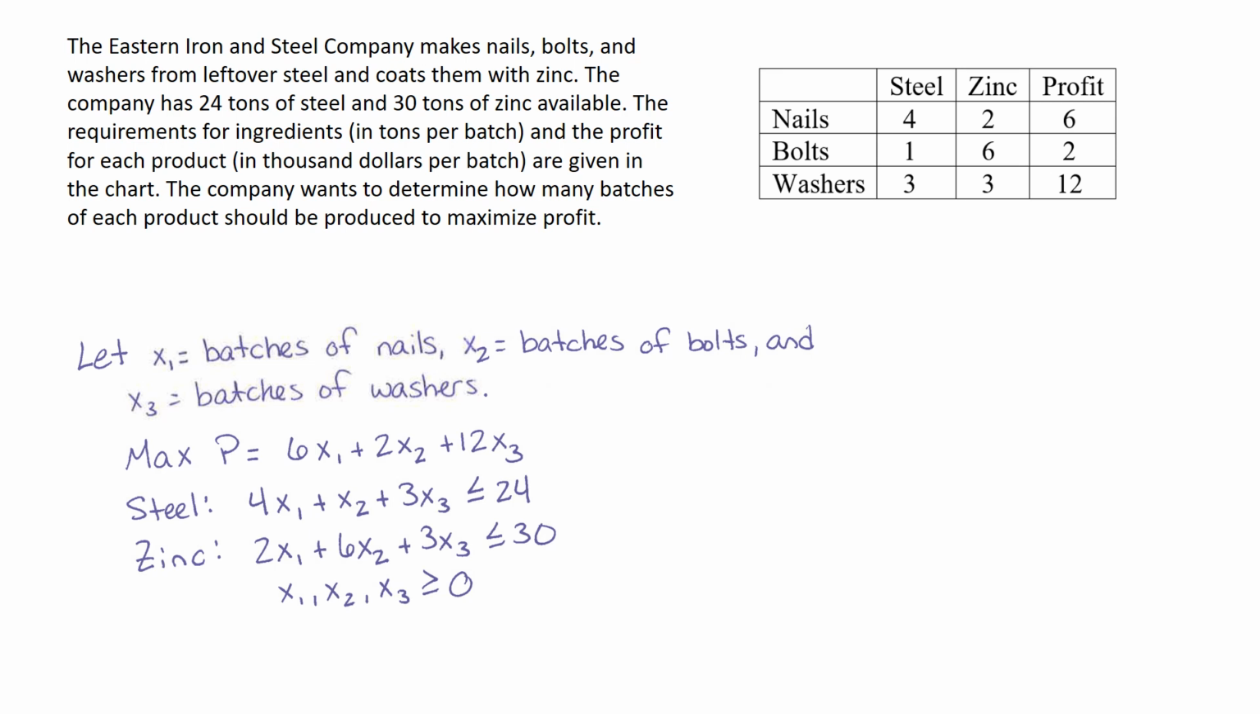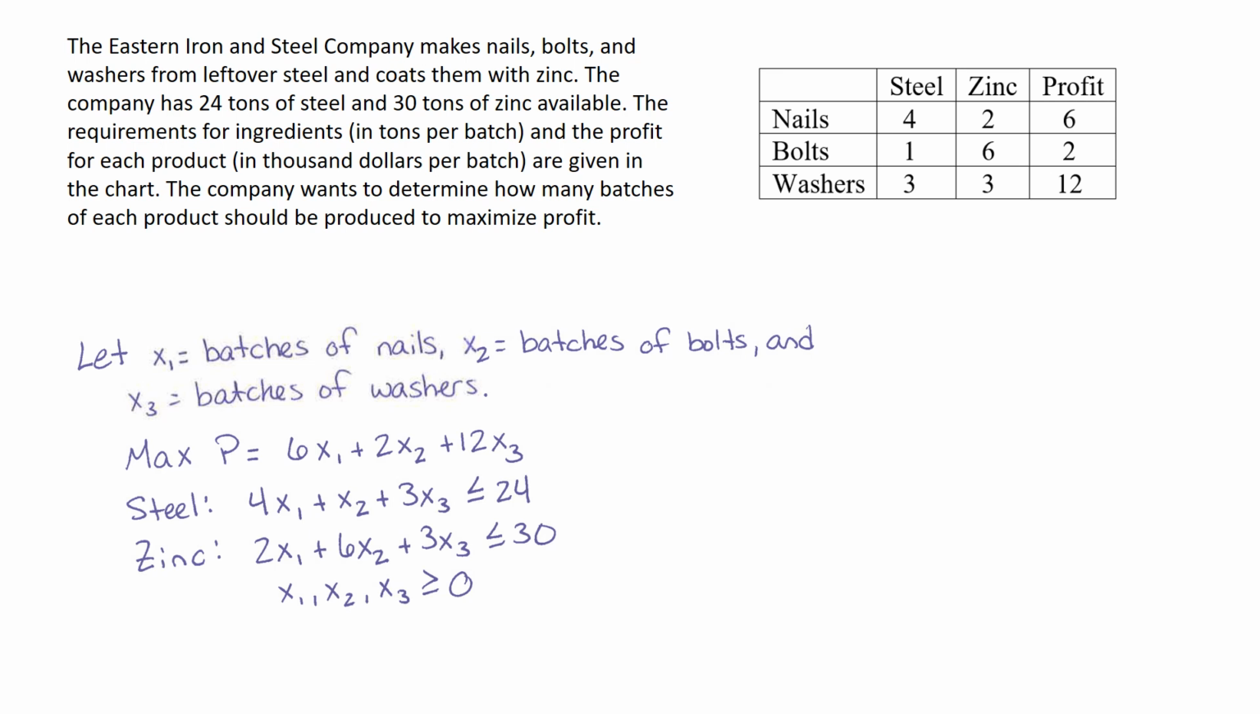So our objective is to maximize profit. So we're going to write max, and we're going to use P, or you could use Z or any other letter that you'd like. We're going to stick with P for this problem. So we're trying to maximize P equals, we see that the nails have 6 profit. So we have 6x1, remember these are in $1,000, plus 2x2 plus 12x3.